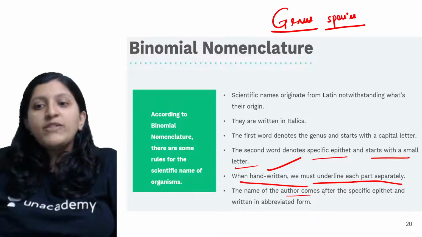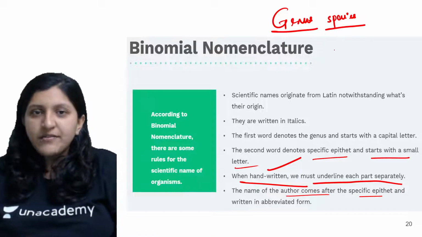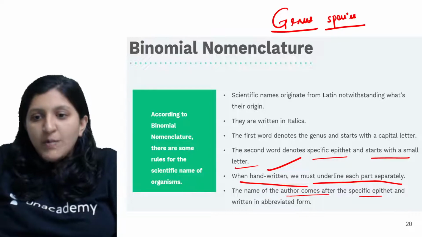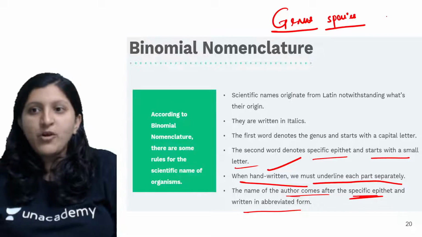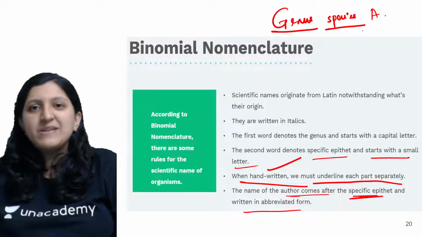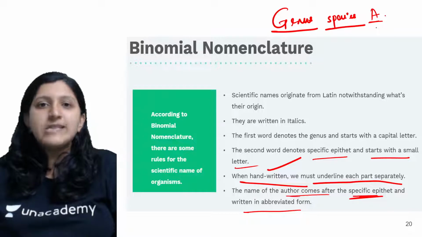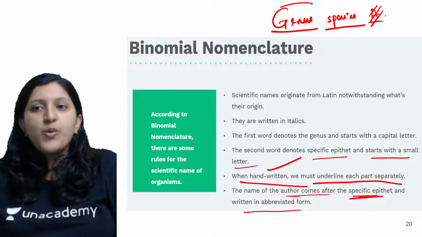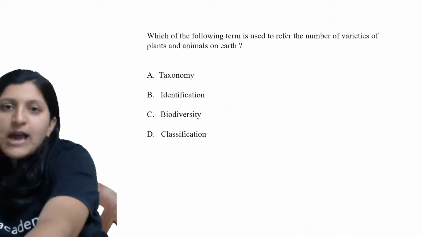All right, the name of the author comes after the specific epithet. So let's say Aman has discovered a new organism. The name of the author comes after the species epithet and is written in an abbreviated form, so you can just write it as A. A complete name is not written, but if you want to write the author name, you can just write it as A. This one they have not mentioned, so you can just go ahead with this. So that is a genus and species name, underlined in the case of handwriting.